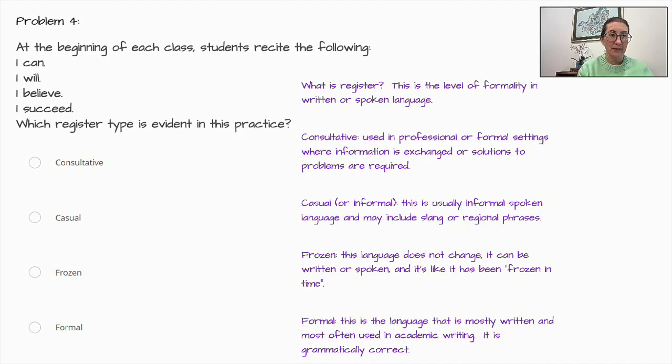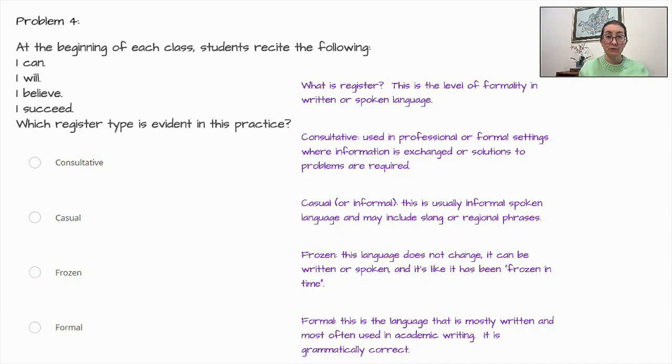Problem number 4. At the beginning of each class, students recite the following: I can, I will, I believe, I succeed. Which register type is evident in this practice? Let's look first at what register is before we look at the answers. Register is the level of formality in written or spoken language. Now let's look at the answers. Consultative, casual, frozen, or formal.